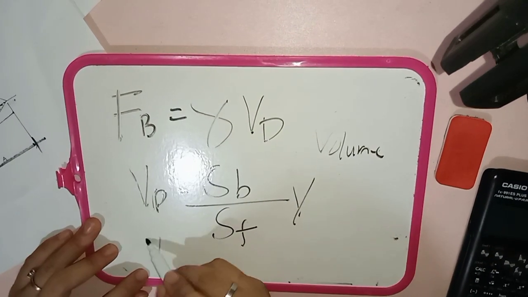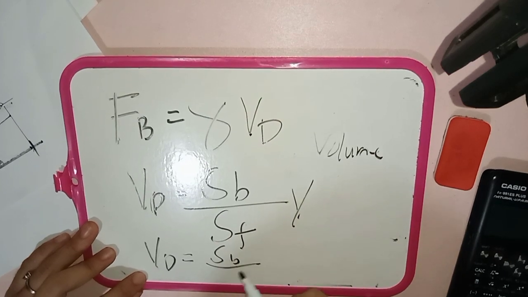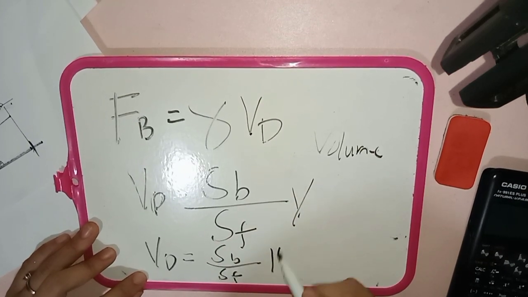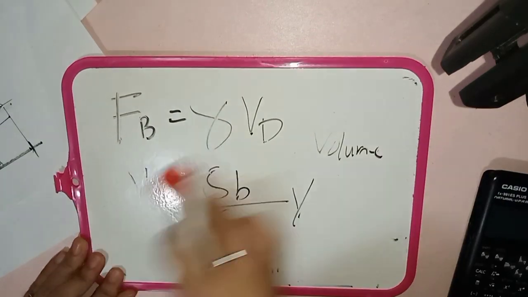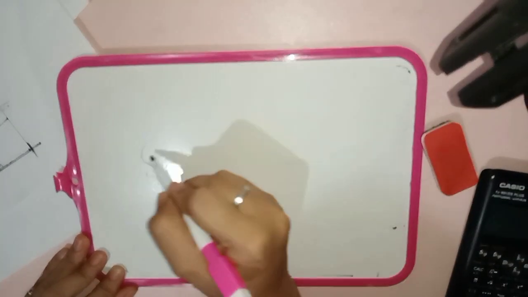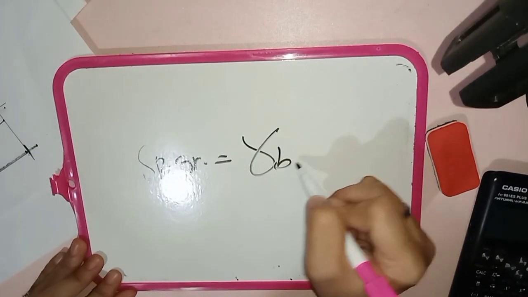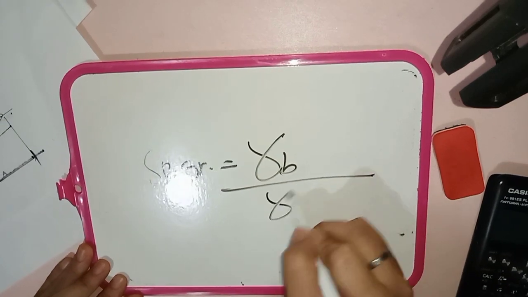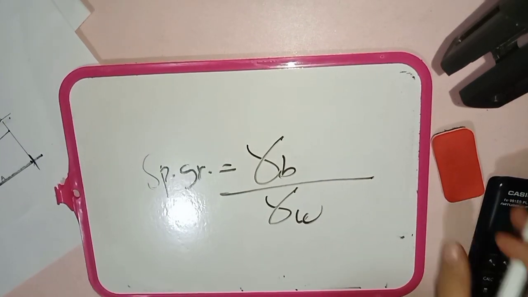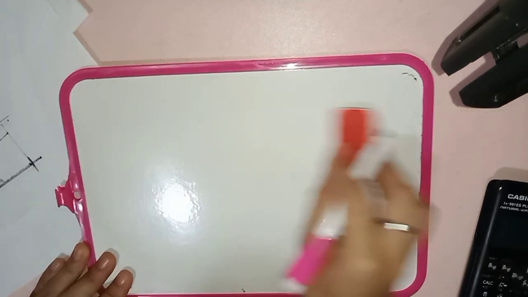So our volume displaced here is just the specific gravity of the body over the specific gravity of the fluid times our height. Then the next formula, if you're forgetting the specific gravity, is that specific gravity equals the unit weight of the body or object over the unit weight of water. So I have an example here.